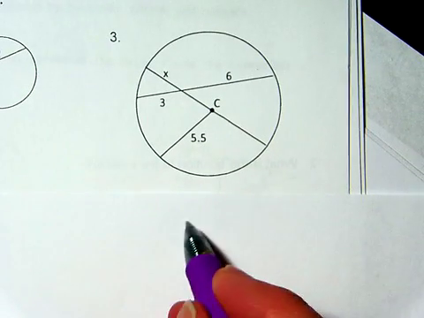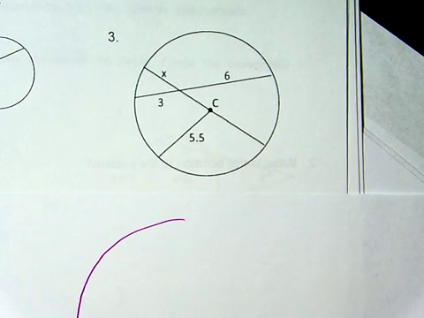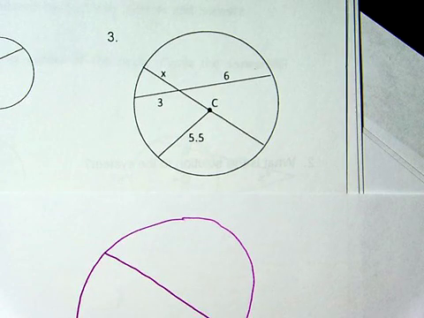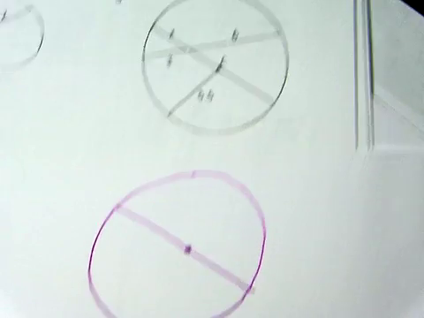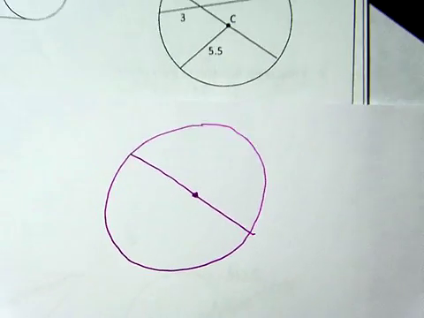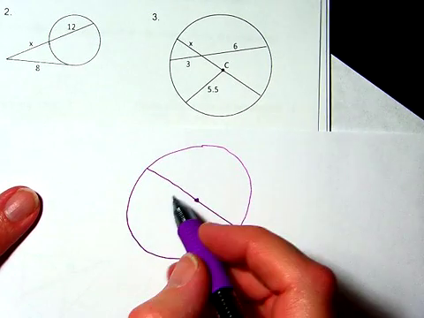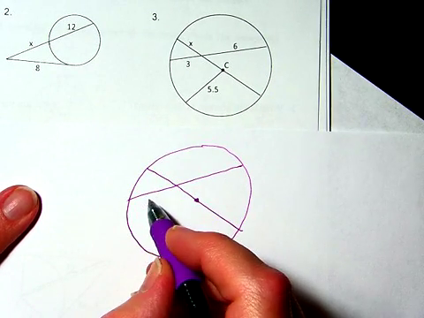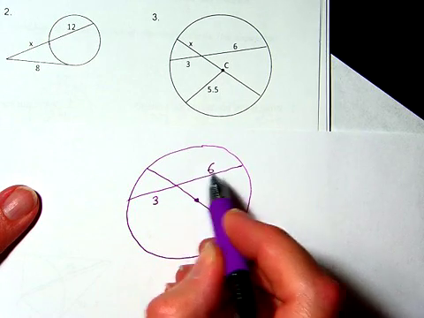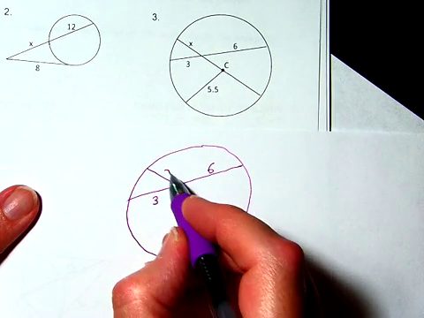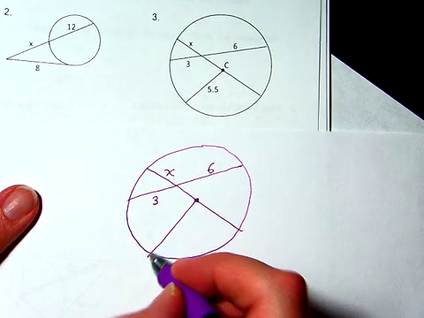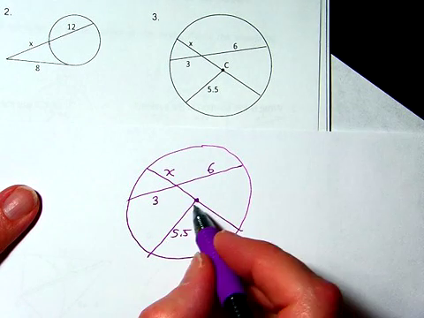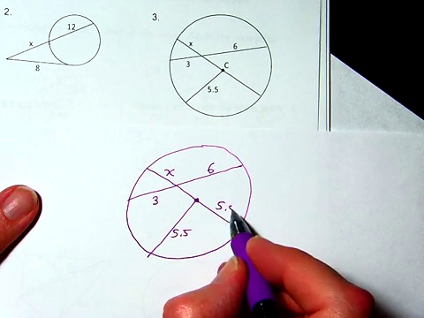We're going to draw this again, and we've got a center, which is C. We've got a chord here that's 3 and 6. We've got a piece here that's x, and we've got a radius that is length 5.5. So we know this other radius also must be 5.5.